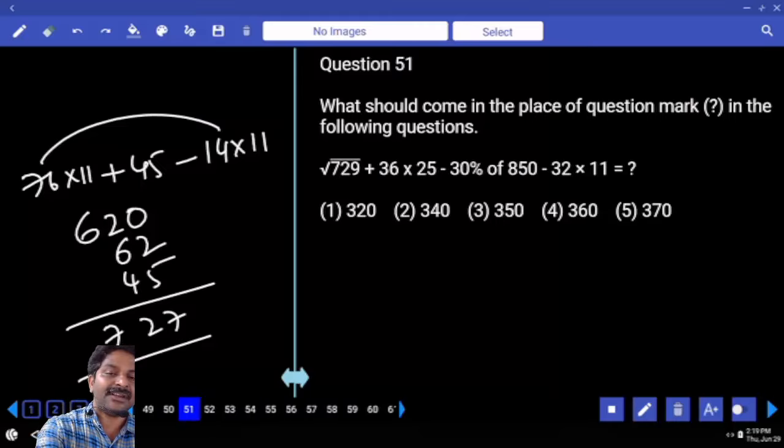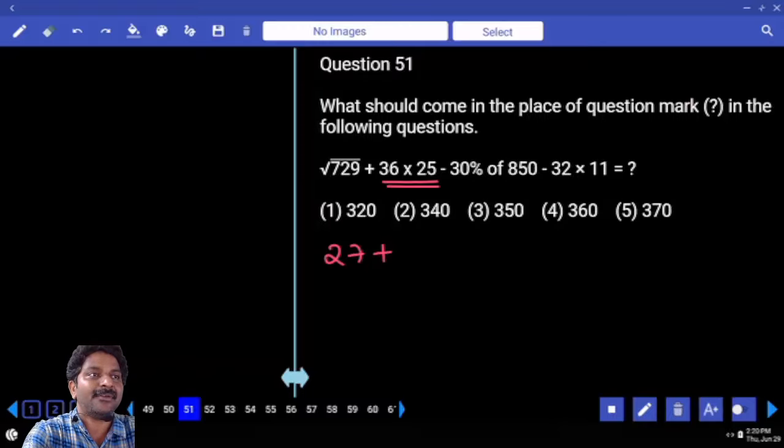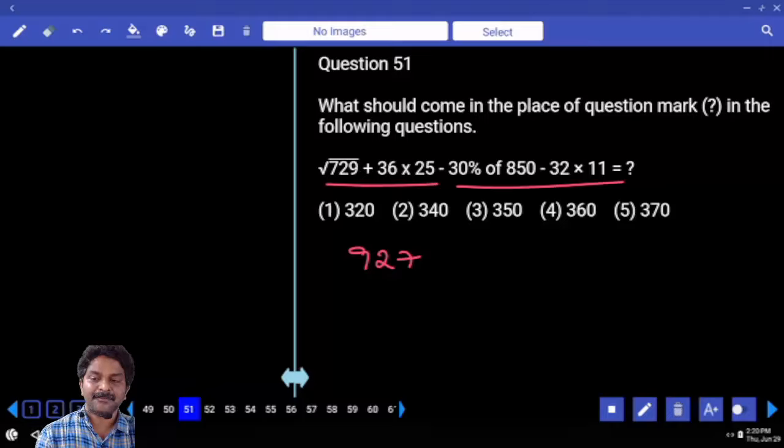Under root of 729. 27 plus 25 can be written as 100 by 4. Denominator 4, cancellation with 36. 9 times into 100. That means the sum of both the numbers we can write as 927. And the remaining 2 are negative numbers only.